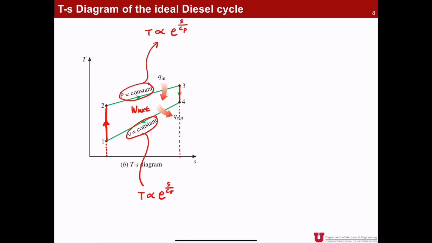Now we learned how we can draw the PV diagram and TS diagram, and how we understand each process, and how we can calculate the net work and the thermal efficiency for the ideal diesel cycle analysis. And let's try to use what we learned to solve a specific example problem. Okay.